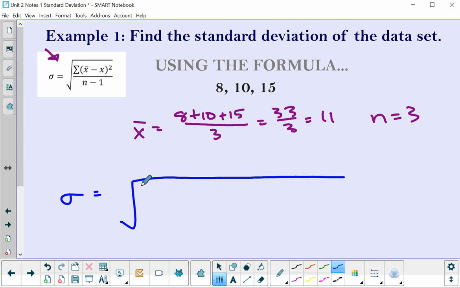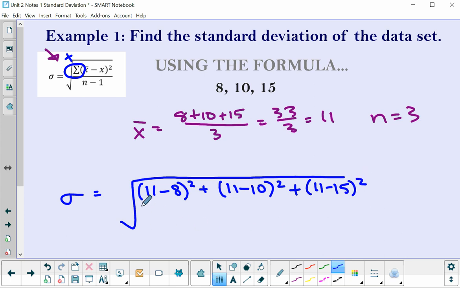So what we're going to do here is, inside parentheses, take the mean minus the data for each part. So 11 minus 8, close that off and square it. Then sum, remember that means add. So plus 11 minus 10, close it off and square it, plus 11 minus 15, close it off and square it. That whole thing gets divided by 3 minus 1. Okay, so that's what it looks like when I set it up in my formula.